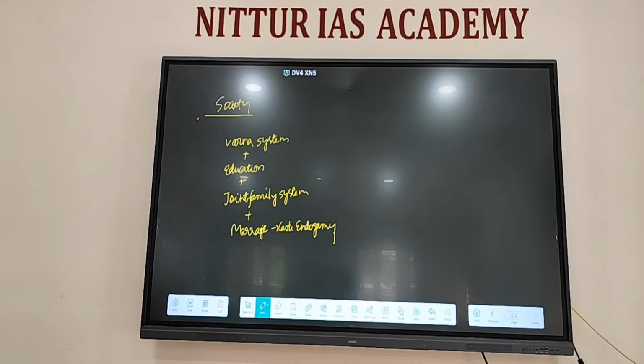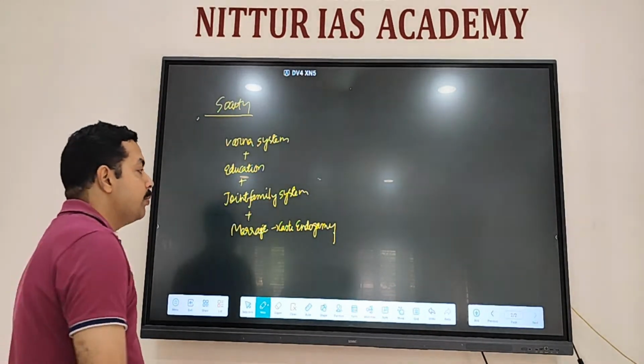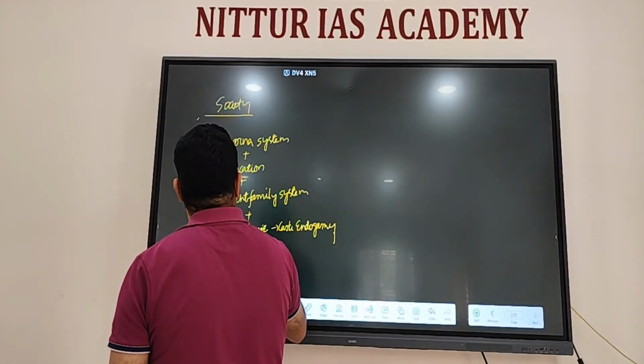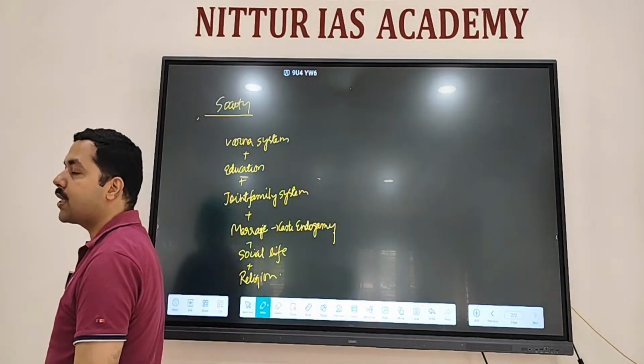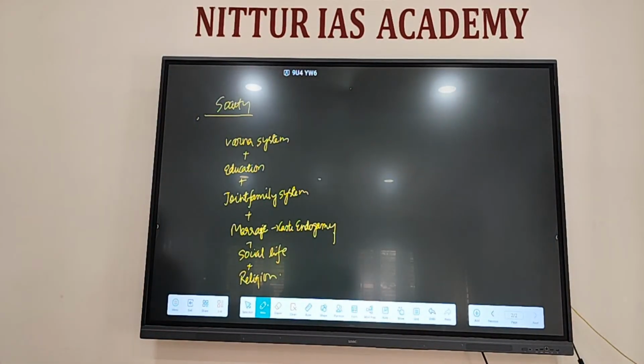The main elements of Gupta society include, point number 1, the rigid Varna system, and an increase in jatis, in bracket subcaste or mixed caste.